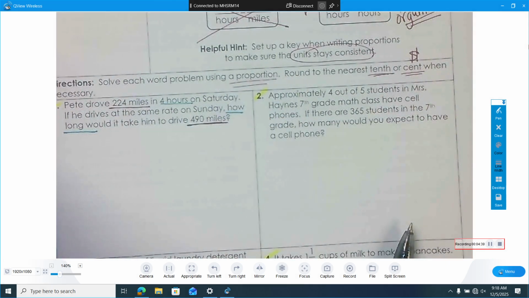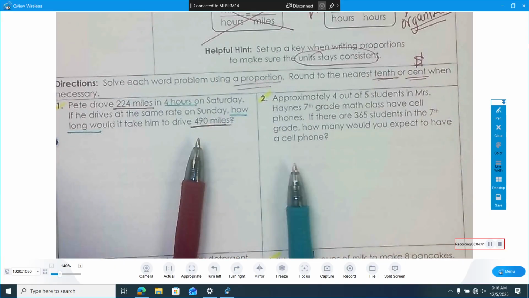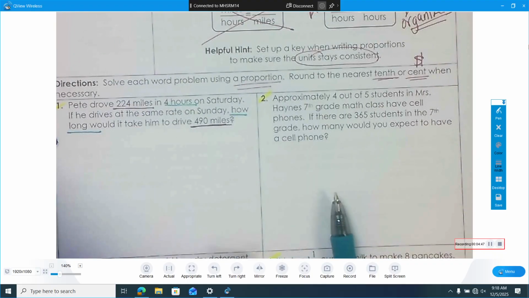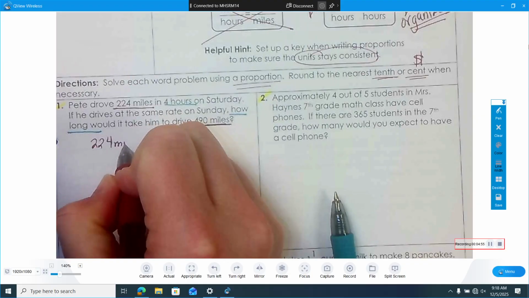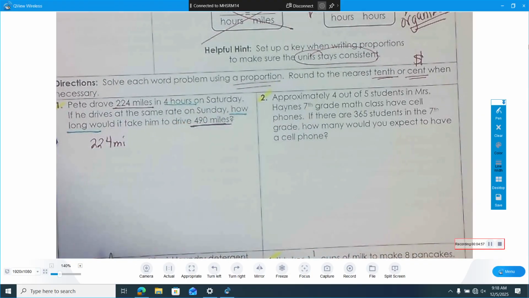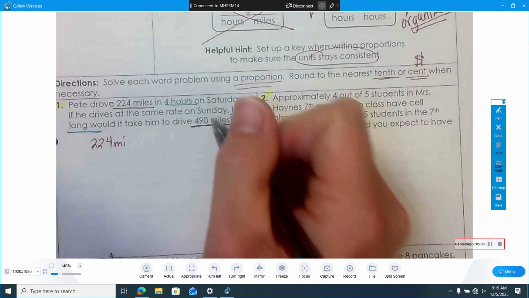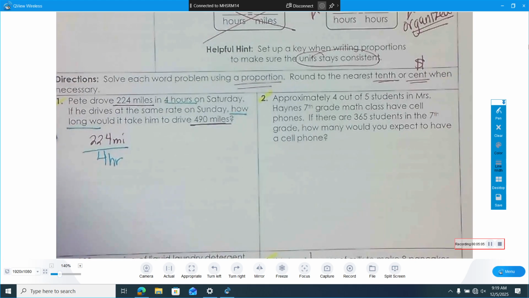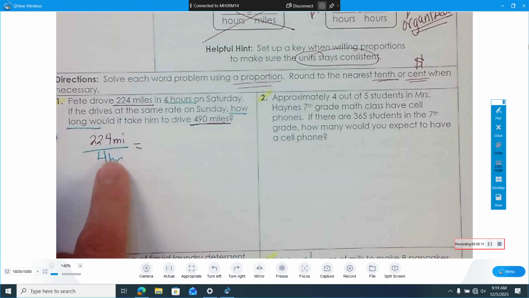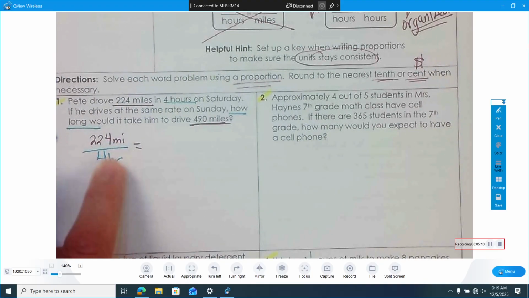Now, I've done a little bit of color coding here. I'm using maroon and teal. And what I'm going to do is I'm going to set this up. First, they're giving me a nice little rate here. In miles, 224 miles. He drove 224 miles in 4 hours. Another way I could say that is 224 miles per 4 hours.